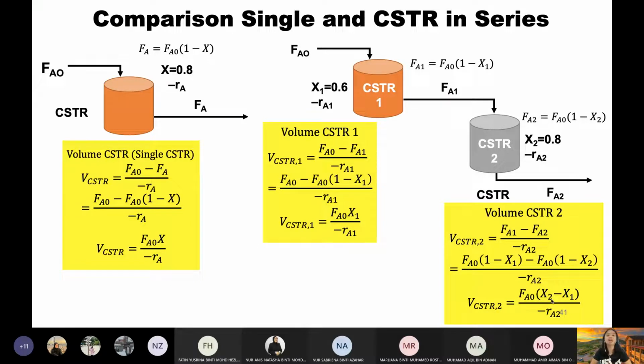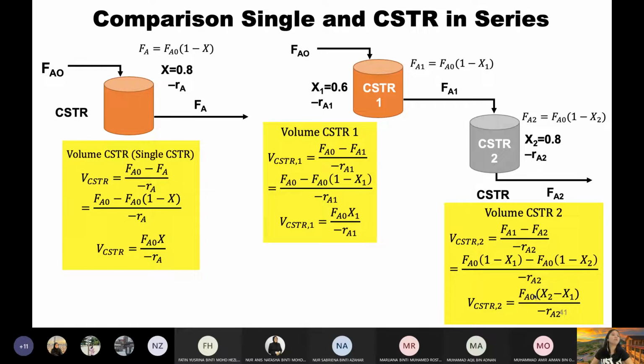Second thing, let's say sekarang kamu confused ataupun kamu terlupa. X2 tolak X1 ke X1 tolak X2? Ataupun kalau reaktor ketiga, X3 minus X2 ke X2 minus X3? Always remember, conversion will increase with reactor. Maksudnya katakanlah reaktor kedua ni, X2 will always be bigger than X1 sebab conversion meningkat. So means like I told you, conversion daripada reaktor pertama daripada 0 to 50%, X2 50% to 70%. So means X1 0.5, X2 0.7.